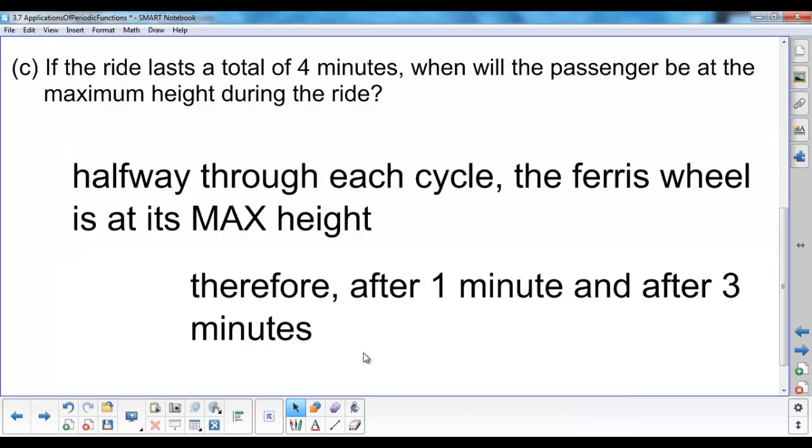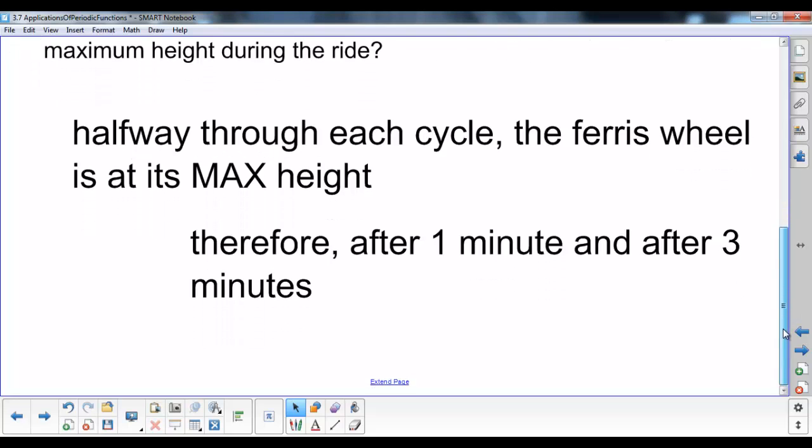So common sense tells us that, well, if the ride lasts a total of 4 minutes, then after 1 minute, halfway through the first cycle, and after 3 minutes, which is halfway through the second cycle, the passenger on the Ferris wheel must be at the maximum height. The other thing that we can do is, if we were asked to draw a graph prior to this, we could definitely see that clearly on the graph.